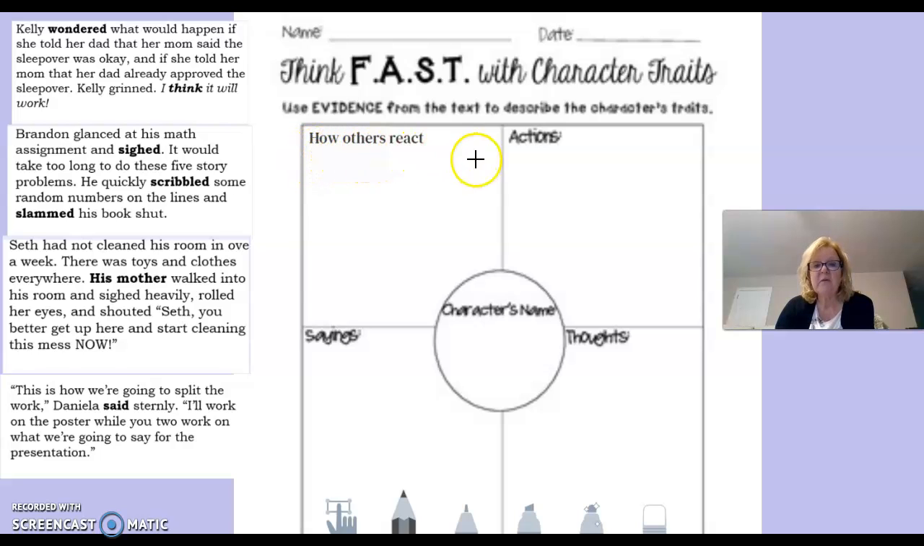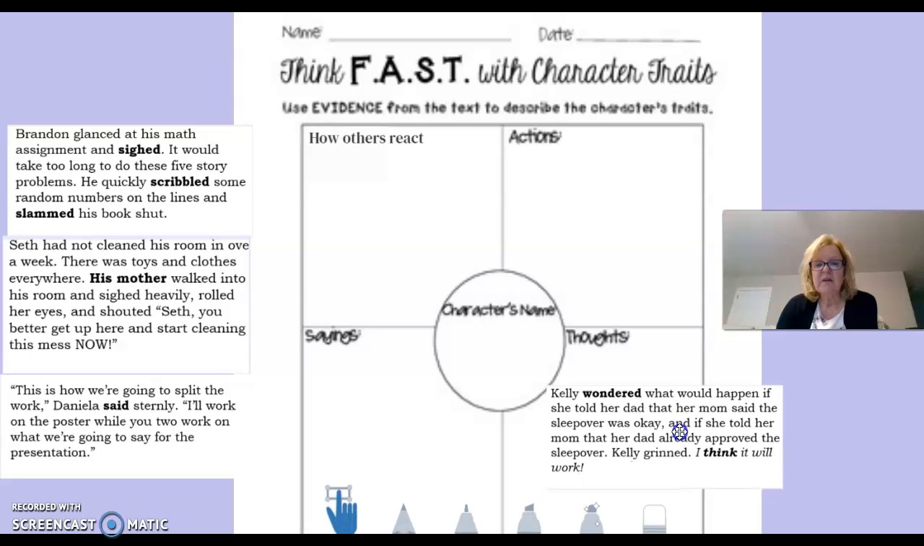How do other people react to them? What are their actions? What do they say? What are they thinking? So let's look at this first one that we have up here. Kelly wondered what would happen if she told her dad that her mom said the sleepover was okay, and if she told her mom that her dad already approved the sleepover. Kelly grinned. I think it will work. So we have words like wondered and think, and that I would put down here with something that a character thinks. So let's go up here to Brandon.